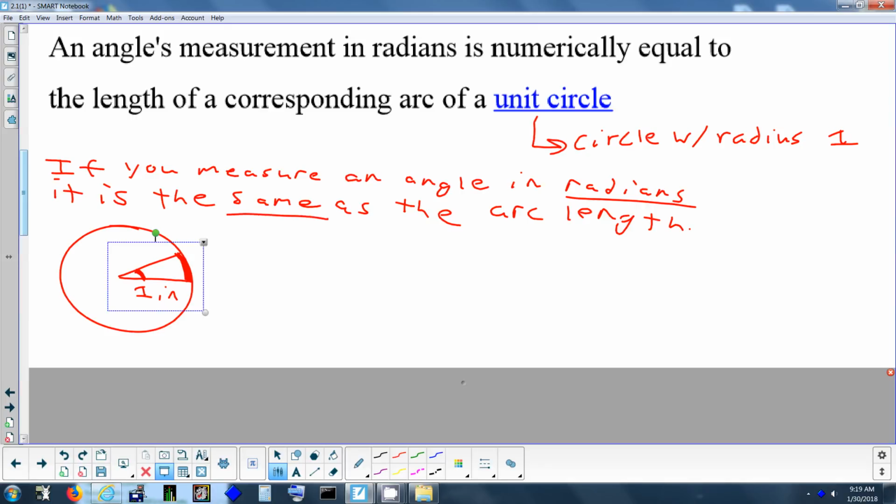Any question on that idea? Now, if you say, what happens on a circle with radius of 2? Well, it's different. This idea doesn't work. So it has to be a circle with a radius of 1.